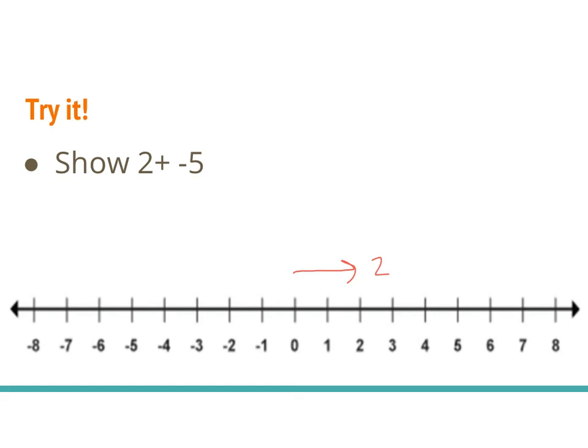Now I need to add negative 5. Negative says that we go in the left direction, so we're going to go 5. So 1, 2, 3, 4, 5. So that shows us that our answer, just like our last problem, is negative 3.